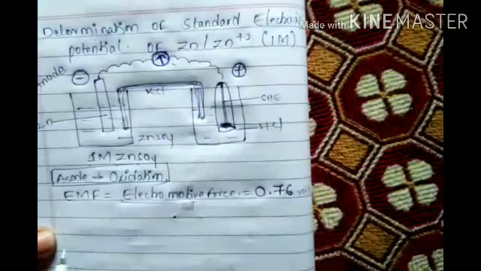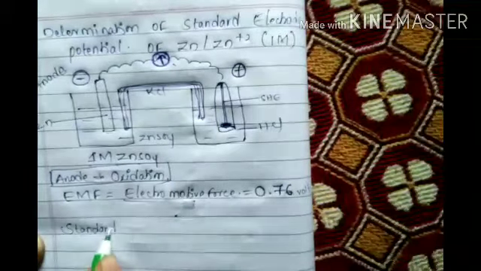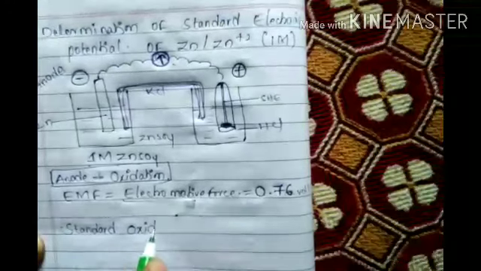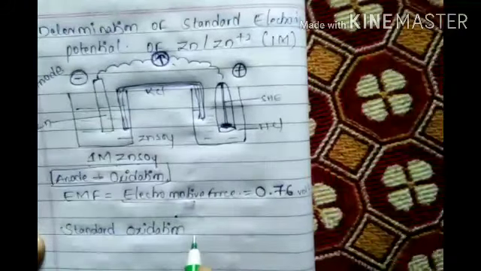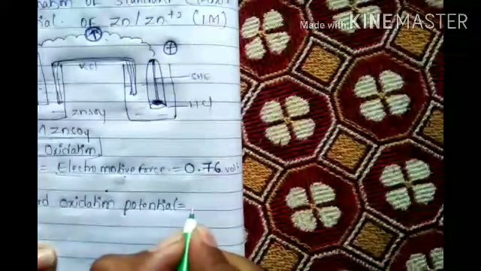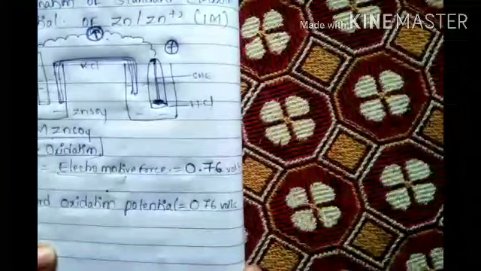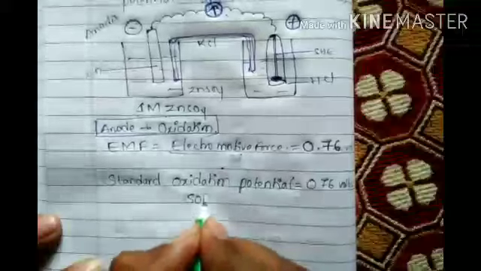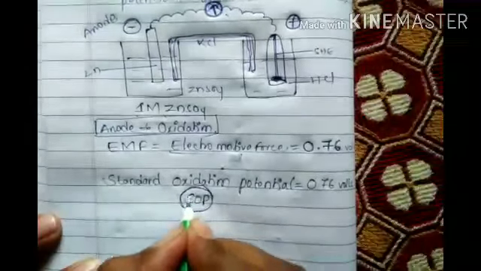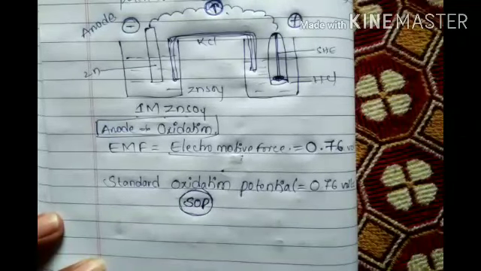Now write standard oxidation potential at anode is 0.76 volts. Standard oxidation potential, SOP. Standard reduction potential, SRP, will come next.